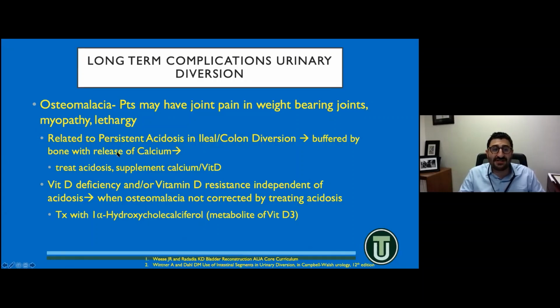Osteomalacia may occur as a result of chronic acidosis, where the bone releases calcium. So you want to treat the acidosis as well as supplement calcium and vitamin D in these patients. They may also have vitamin D deficiency as well.